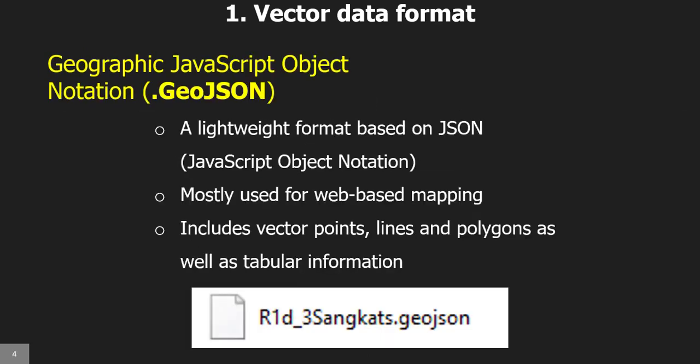Geographic JavaScript Object Notation, .GeoJSON, is a lightweight format based on JSON, JavaScript Object Notation. It is mostly used for web-based mapping. It includes vector points, lines, and polygons, as well as tabular information.